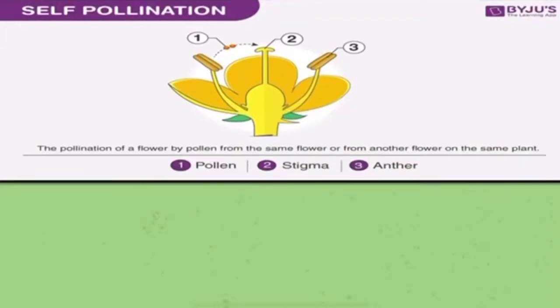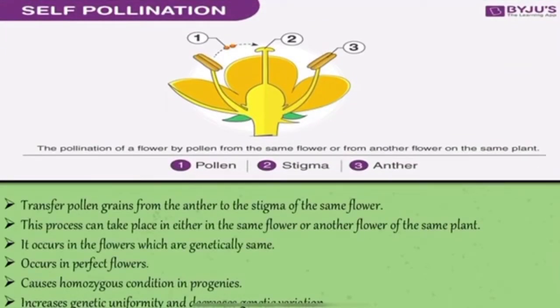So this is some example of differences between self-pollination and cross-pollination. First, transfer pollen grains from the anther to the stigma of the same flower. This process can take place either in the same flower or another flower of the same plant. It occurs in the flowers which are genetically same. Occurs in perfect flowers, causes homozygous condition in progenies, increases genetic uniformity and decreases genetic variation. So this is for self-pollination.